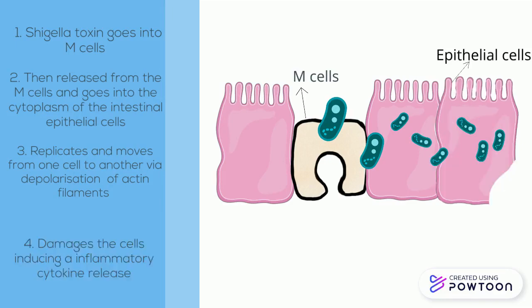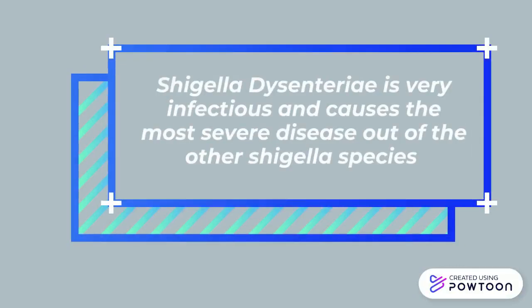During this process, Shigella damages the cells, inducing inflammatory cytokine release and the recruitment of neutrophils. This accounts for the bloody stool symptoms due to the inflammatory response. Shigella dysenteriae is very infectious and causes the most severe disease out of the other Shigella species.